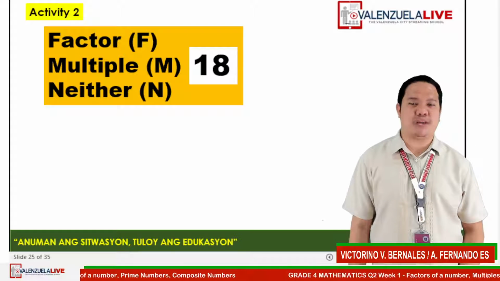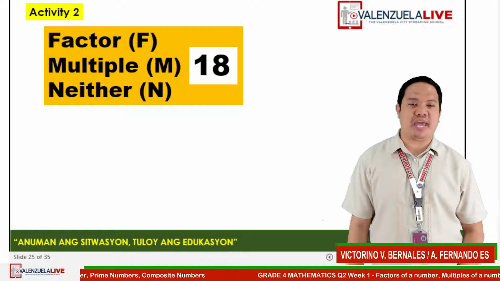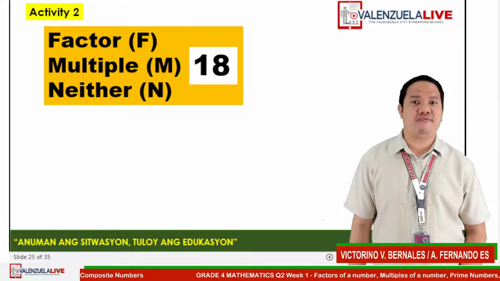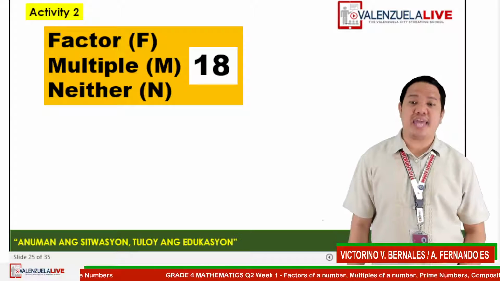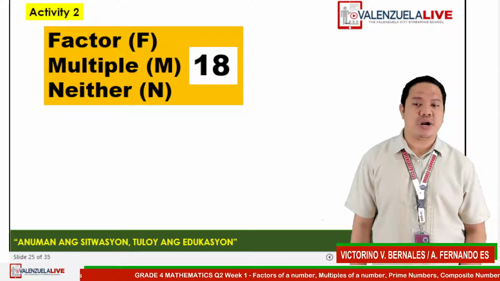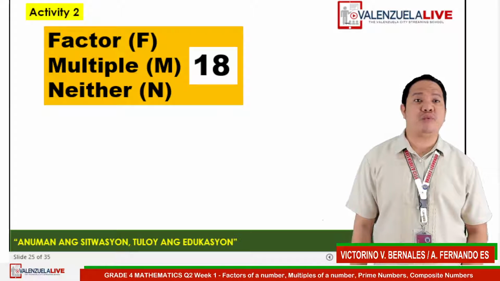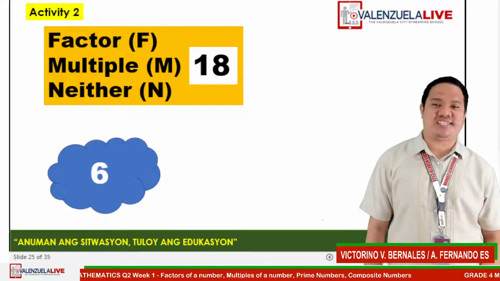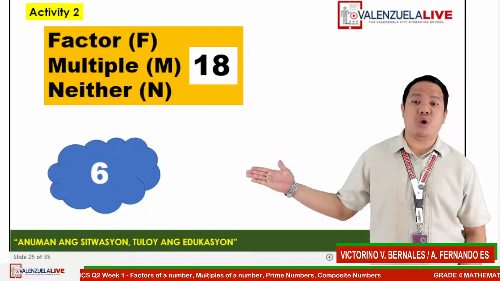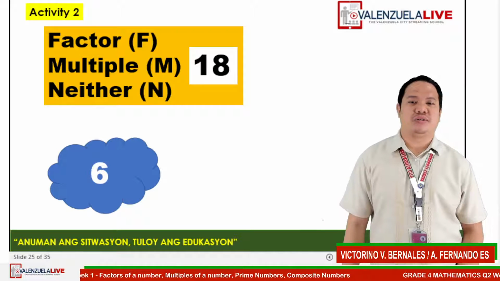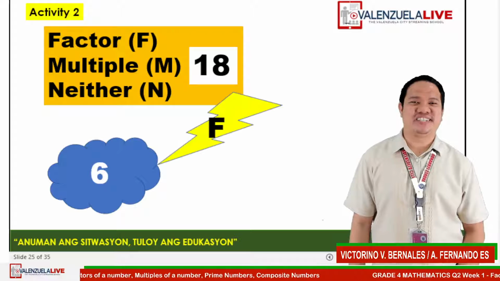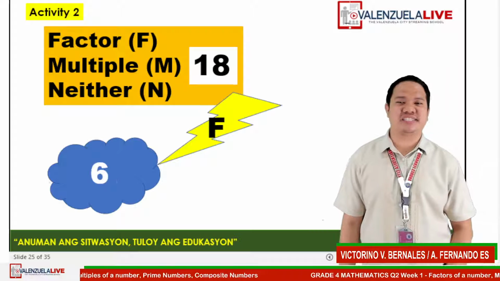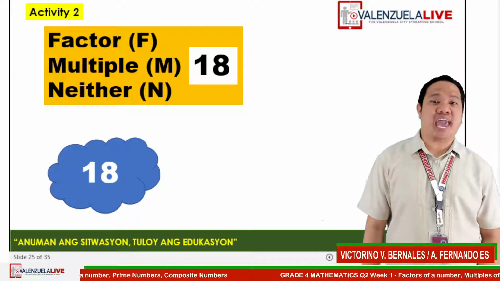Now, let us have another one. Again, you may type in F if it is a factor, M if it is a multiple, and N if it's neither a factor nor a multiple. Let us begin with 18. Now, we have number 6. Is 6 a factor, a multiple, or neither? What is the answer? Correct. That is a factor of 18. Next, we have 18.